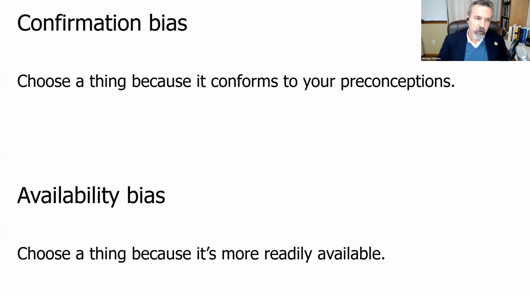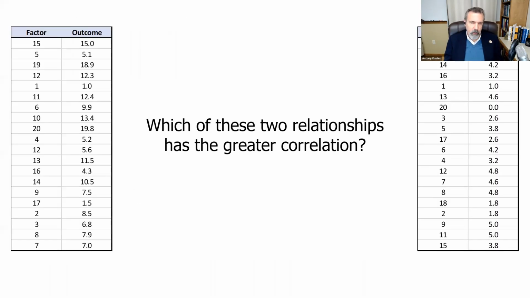Confirmation bias: you choose a thing because it conforms to your preconceptions. And availability bias: you choose a thing because it's more readily available. I'll show you both of these things in an experiment.